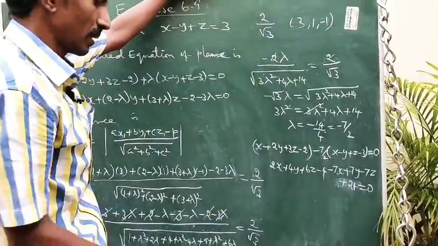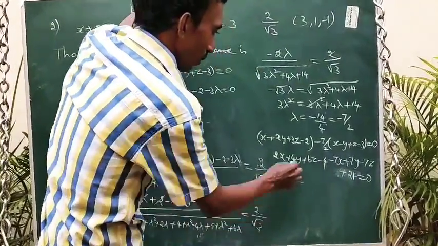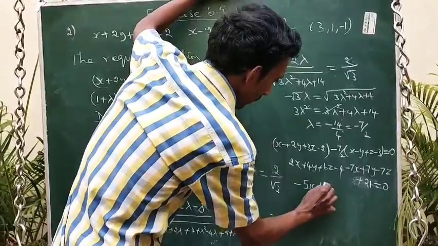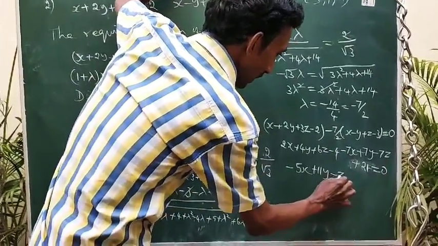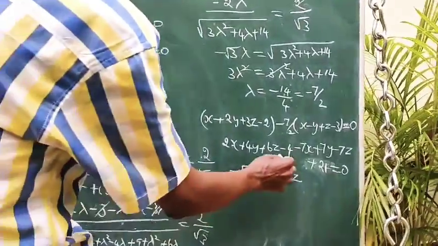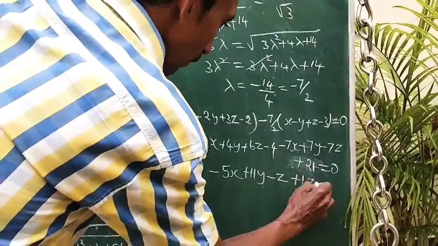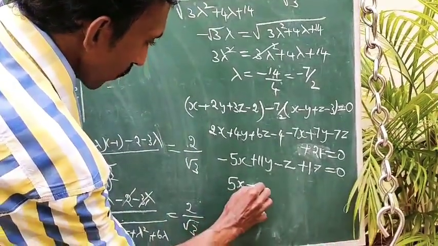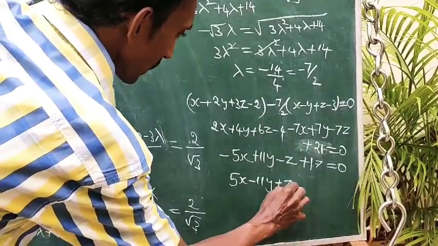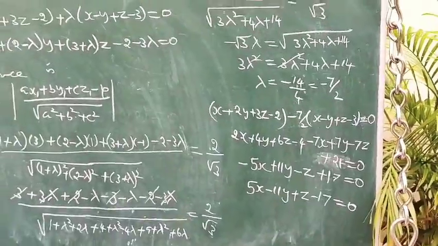So combine the like terms. So 2 minus 7, minus 5x, 4 plus 7, 11y, 6z minus 7z, minus z, and minus 4 plus 21, plus 17, equal to 0. So multiply by negative: 5x minus 11y plus z minus 17 equal to 0 is the required equation of the plane.